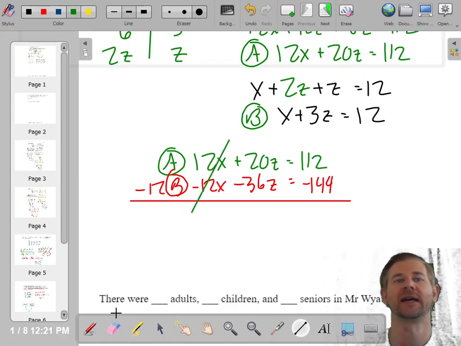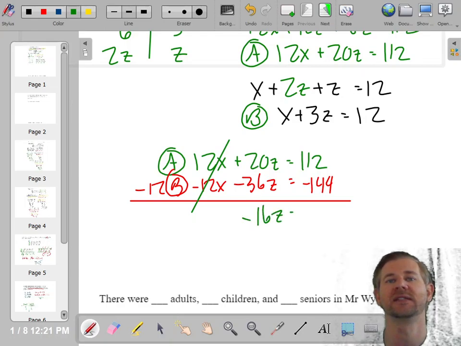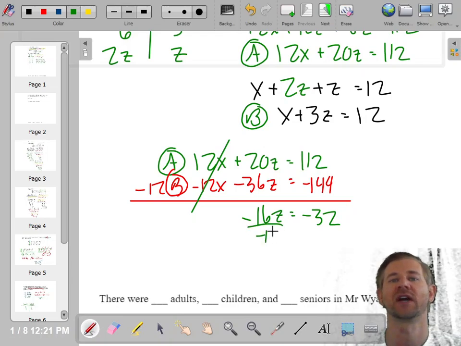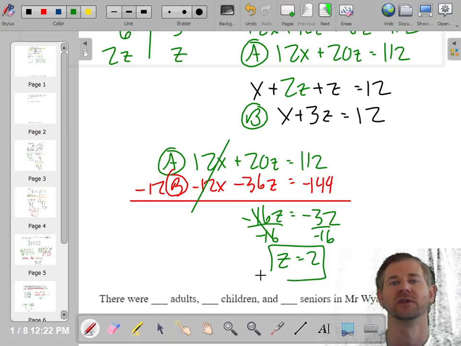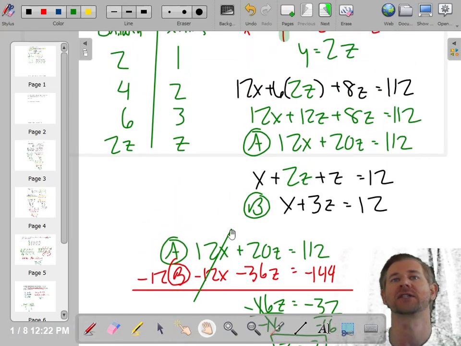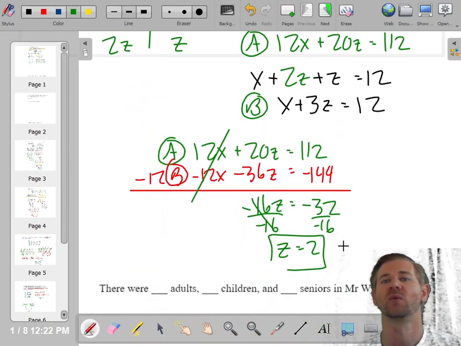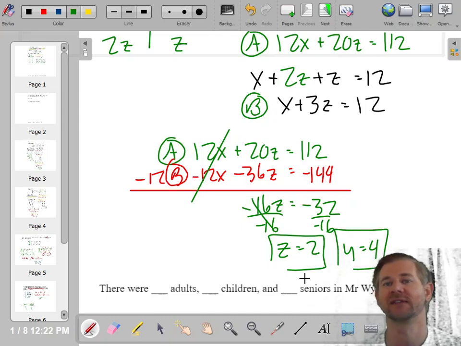Now, those cancel out. You get negative 16z equals negative 32. That's nice. When you divide both sides by negative 16, you get z equals 2. Once you have z, we can work our way back up. Actually, I can really quickly tell you y now because y is 2 times z. So y is 4, which makes sense. If there's 2 seniors, there's 4 children.